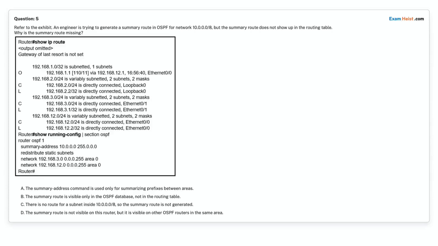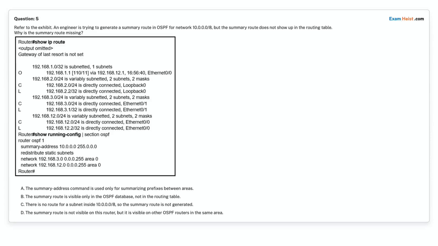Question 5. Refer to the exhibit. An engineer is trying to generate a summary route in OSPF for network 10.0.0.0/8, but the summary route does not show up in the routing table. Why is the summary route missing?